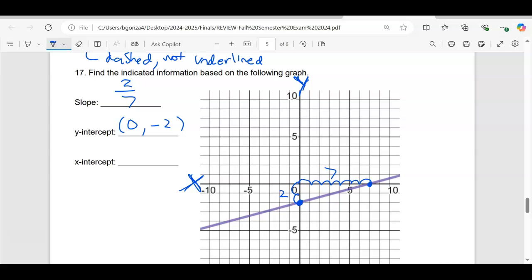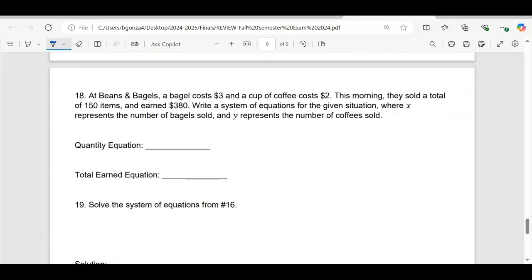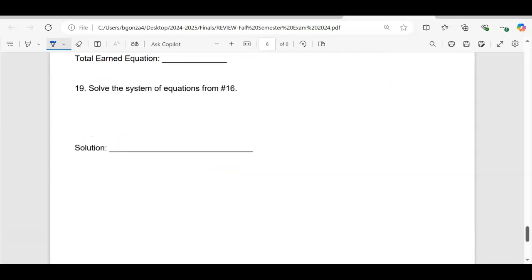And then here's the x-axis. The x-intercept is right here at 7 on the x, so 7, comma, 0. Remember, when x is 0, what is y? The y-intercept. And when y is 0, what is x? The x-intercept. Now, last one.